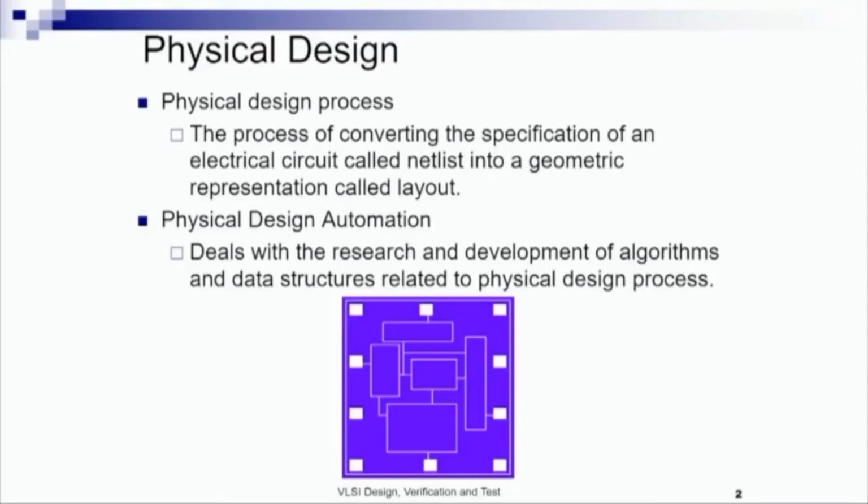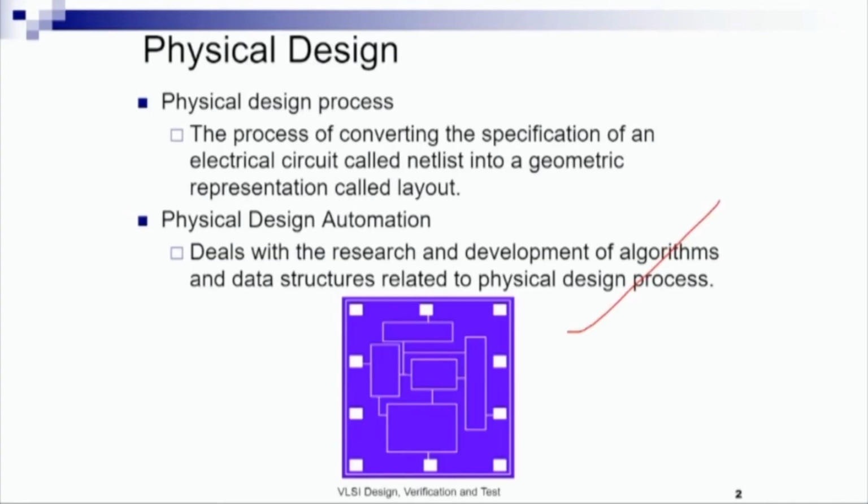So what is the physical design process? Given this netlist, to obtain a geometrical layout. The process of converting the specification of an electrical circuit called netlist into a geometric representation called layout. The diagram that we have shown below is an example of a layout.